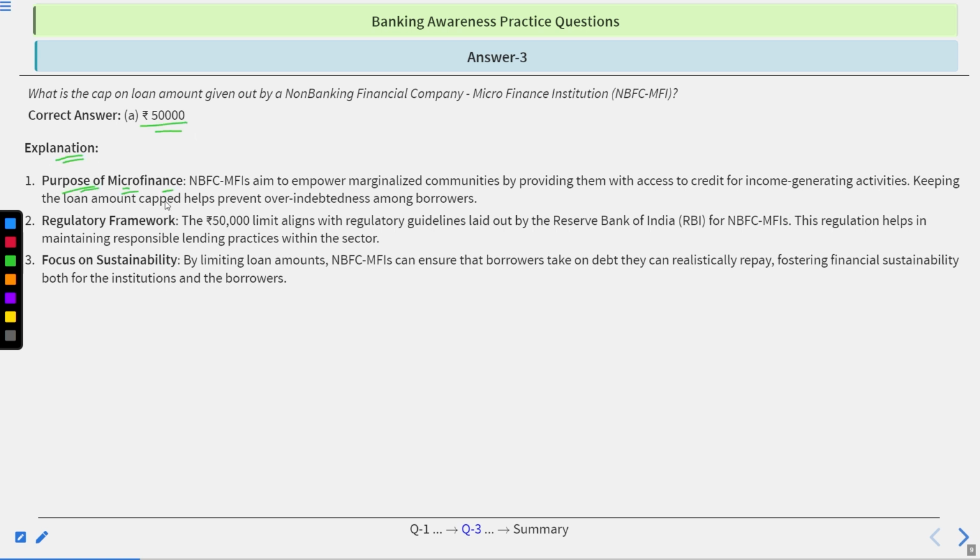Explanation: purpose of microfinance. NBFC MFIs aim to empower marginalized communities by providing them with access to credit for income generating activities. Keeping the loan amount capped helps prevent over-indebtedness among borrowers. After this, regulatory framework. The 50,000 limit aligns with regulatory guidelines laid out by the Reserve Bank of India for NBFC MFIs. This regulation helps in maintaining responsible lending practices within the sector. Then sustainability. By limiting loan amounts, NBFC MFIs ensure that borrowers take on debt they could realistically repay, fostering financial sustainability for both the institutions and the borrowers.